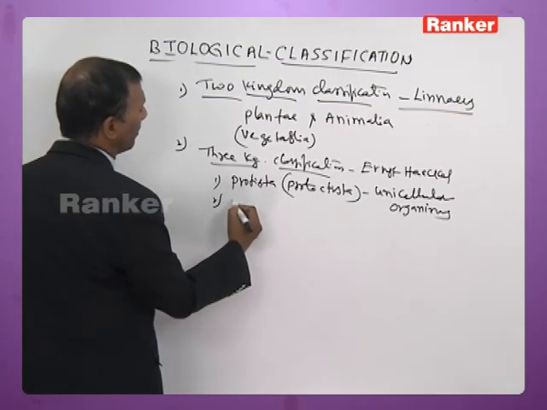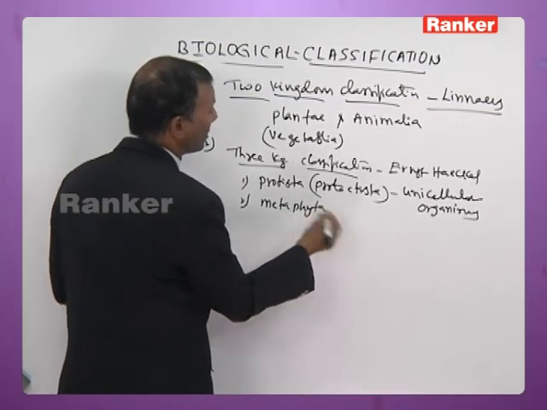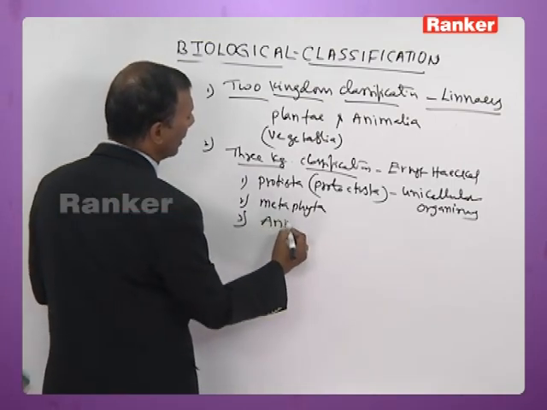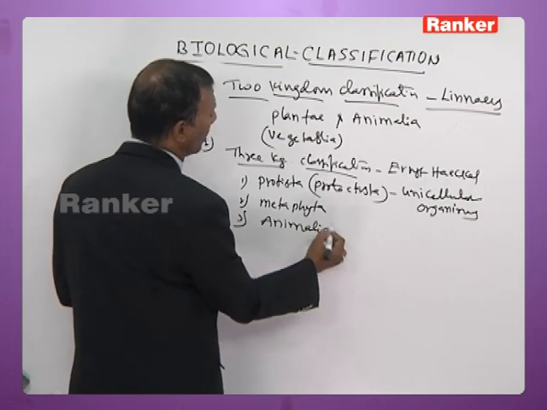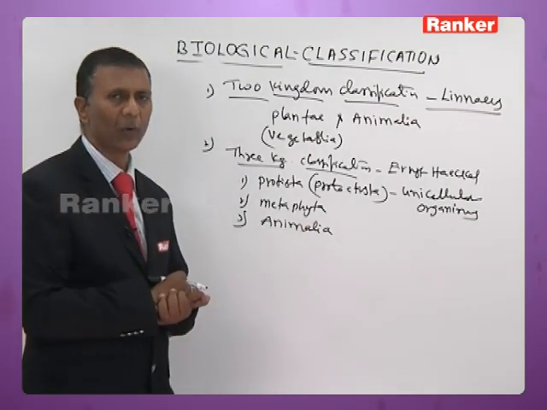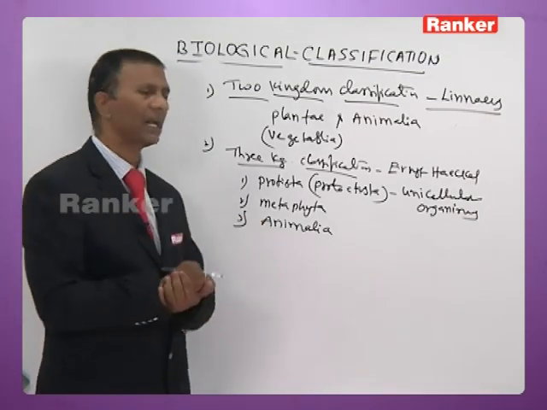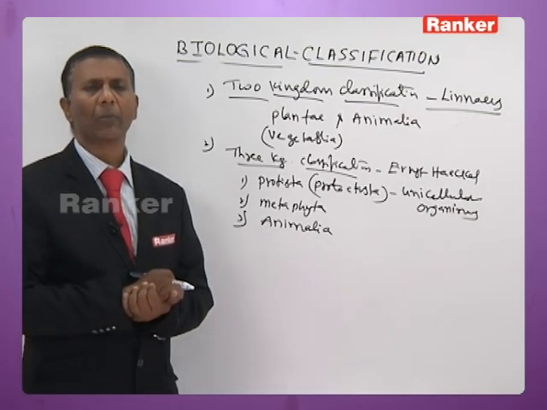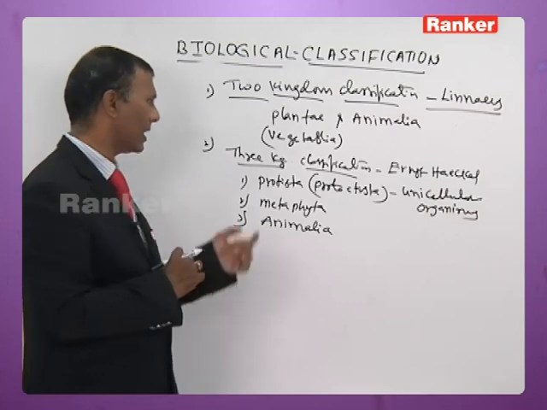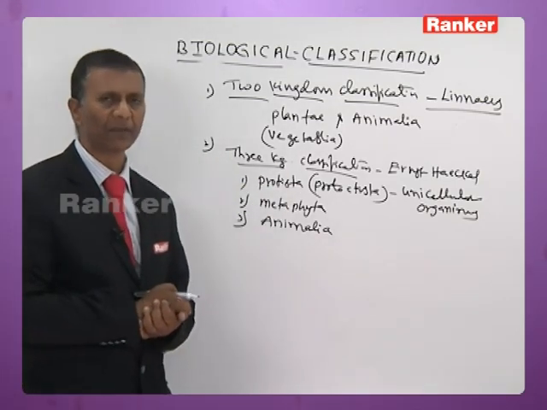Number 2, Metaphyta, with all multicellular plants under this. Number 3, Animalia, with all heterotrophs under this group. But there was no clear taxonomic position for the prokaryotes under three kingdom classification. Both prokaryotic and eukaryotic unicellular organisms are placed under Protista according to Ernst Haeckel in three kingdom classification.